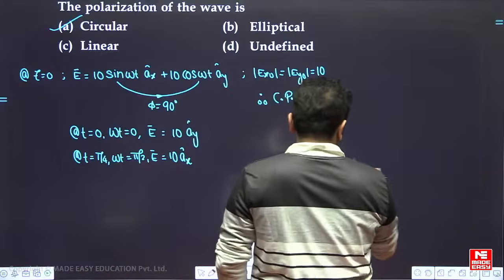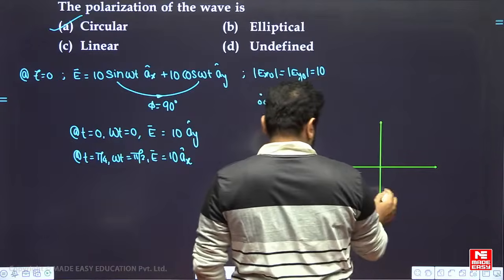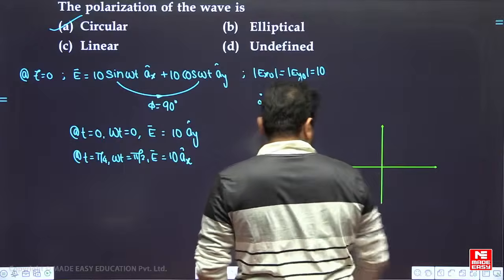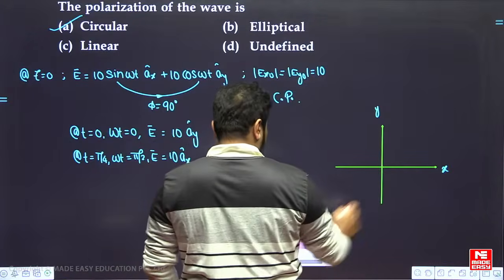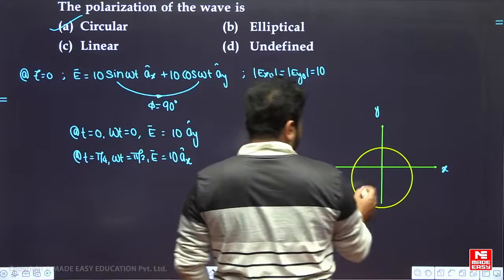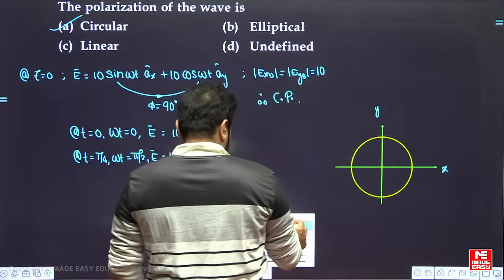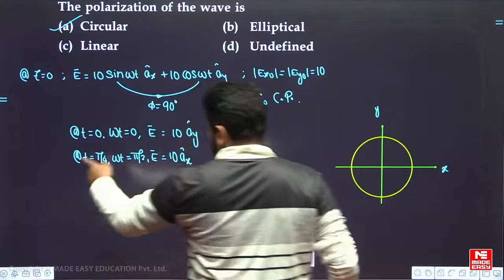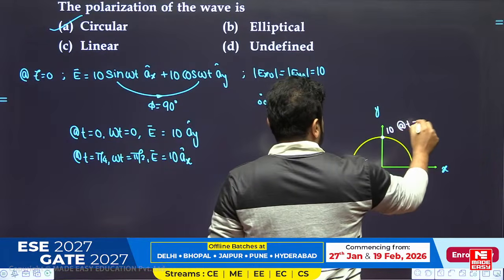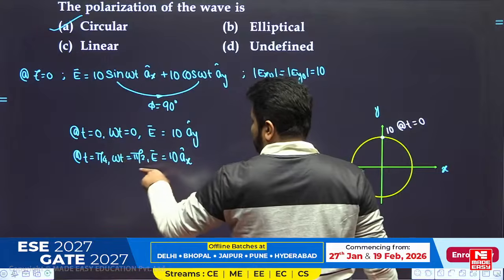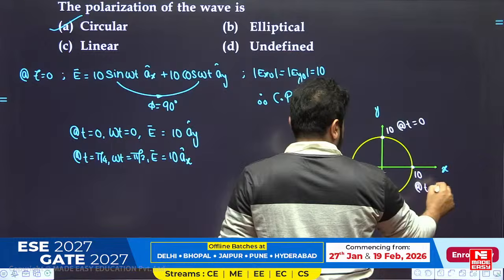So let us say this is the x axis and this is the y axis. We are going to get a circularly polarized wave, there is no doubt about this. At t equal to 0 it is 10 ay, so this is the 10 at t equal to 0. And at t equal to T/4, I am getting 10 ax, so this is the 10 at t equal to T/4.